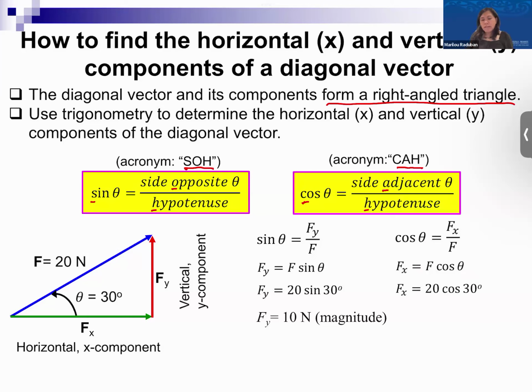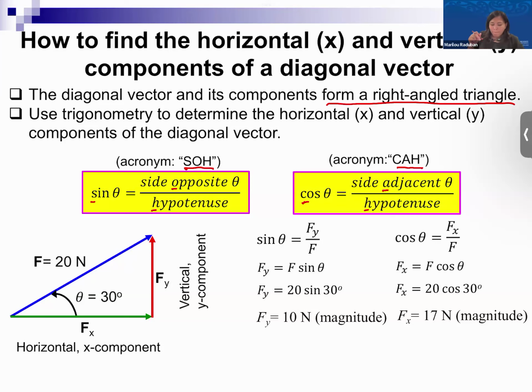In this particular example where we assigned that the hypotenuse is 20 newtons and the angle is 30 degrees, the x component will therefore be 17 newtons. And again, just a quick check whether 17 newtons should be positive or negative. Notice how when you draw the x component, the vector is pointing to the right. So that will be a positive 17 newtons.